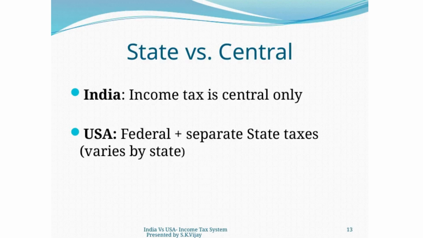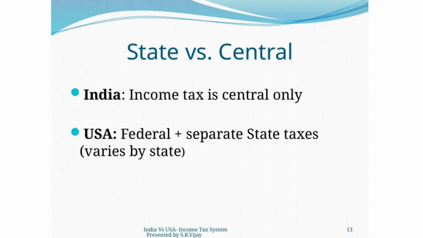Let's take a look at the key differences between the income tax systems in India and the USA. In India, income tax is a central subject, meaning the central government is responsible for collecting and managing all income tax. There's no separate state-level income tax, so the entire system is unified under the central authority. In contrast, the United States has a more complex setup. The country operates on a federal system, which means the federal government collects income taxes nationwide, but individual states also have their own tax systems.